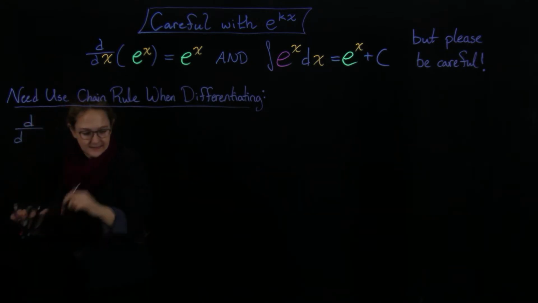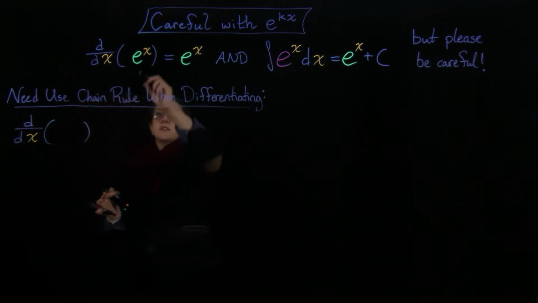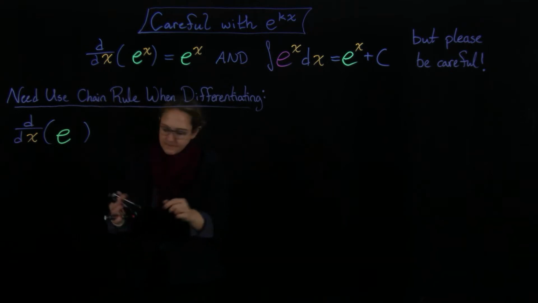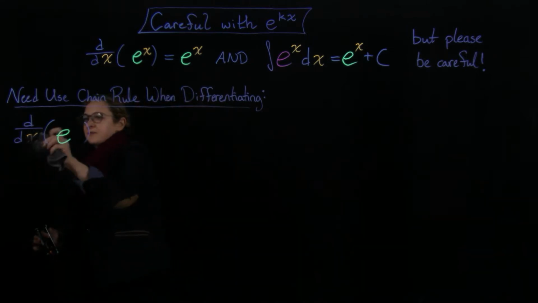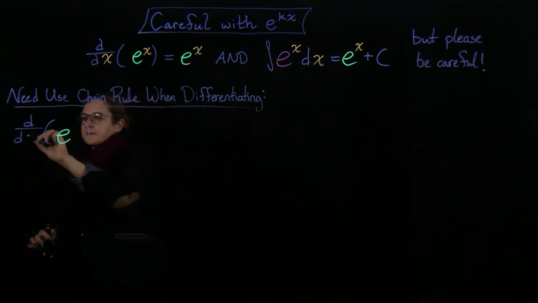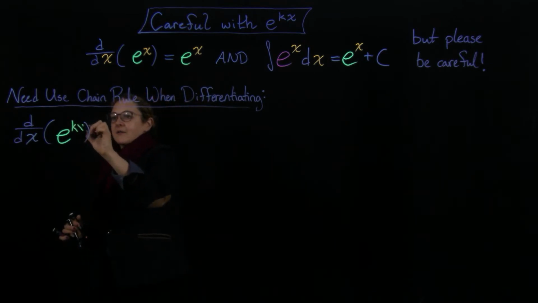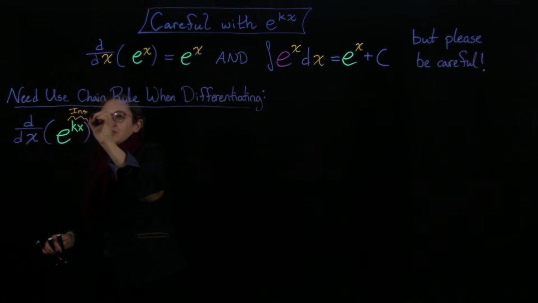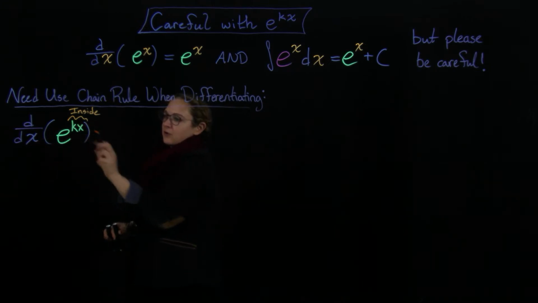So if I take the derivative with respect to x, instead of it just being e to the x, I actually have e to the kx. What I want to make orange here is the inside, because we do have a chain rule circumstance. This isn't just an x here. If this was just an x, it wouldn't be good to correlate those, but it's not.